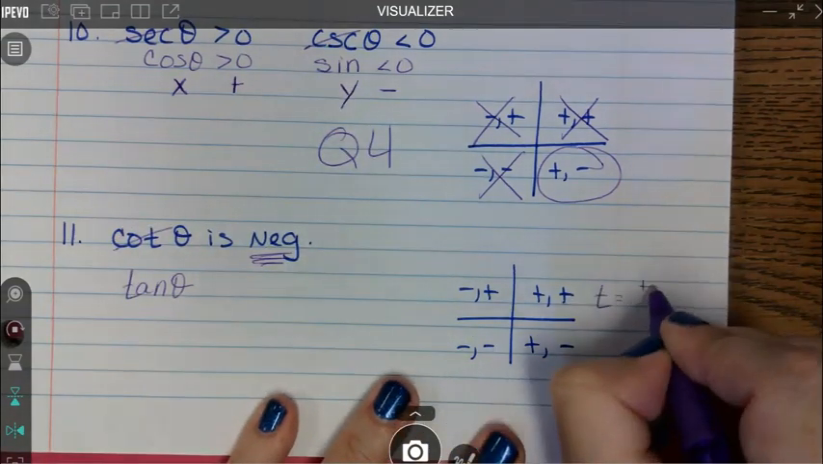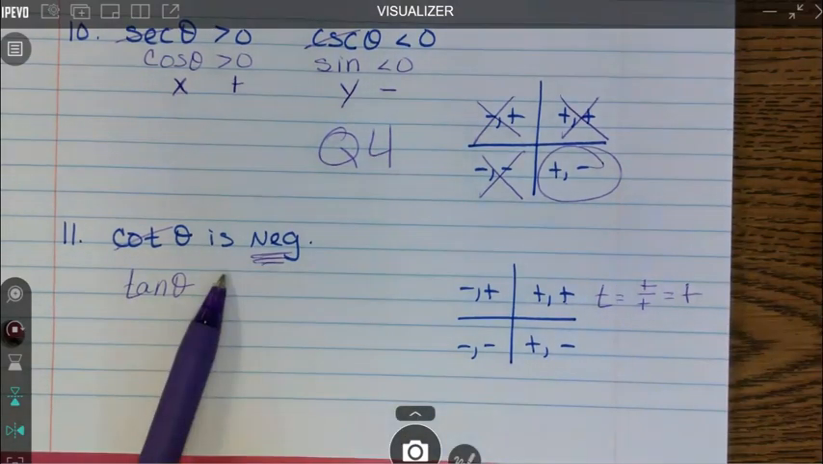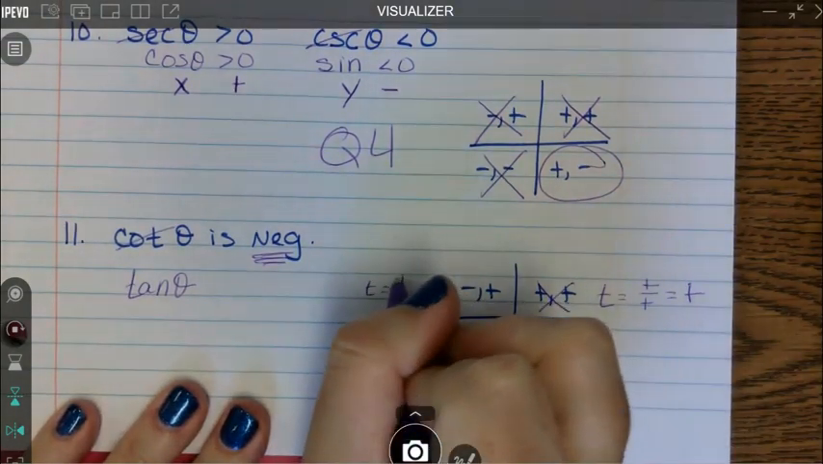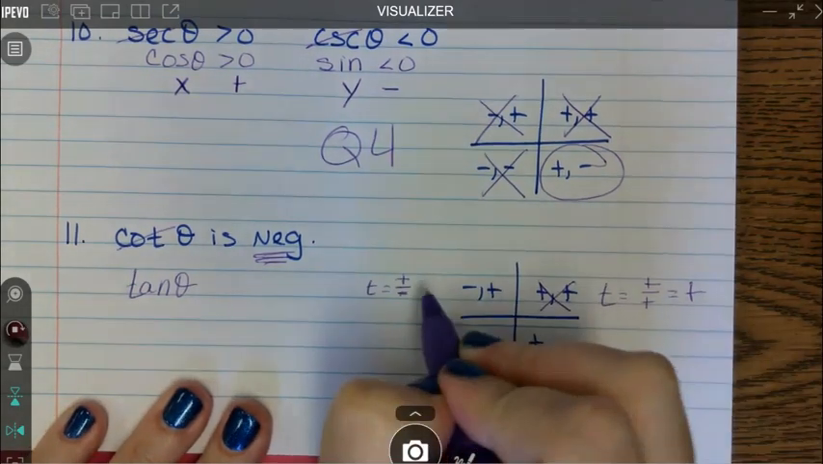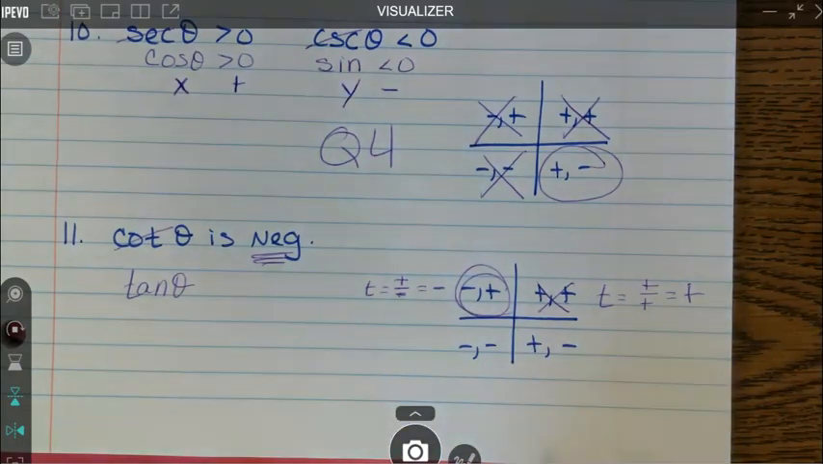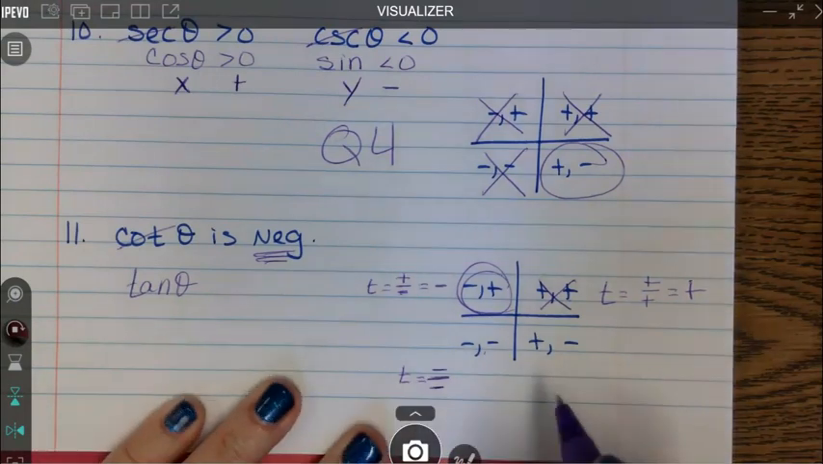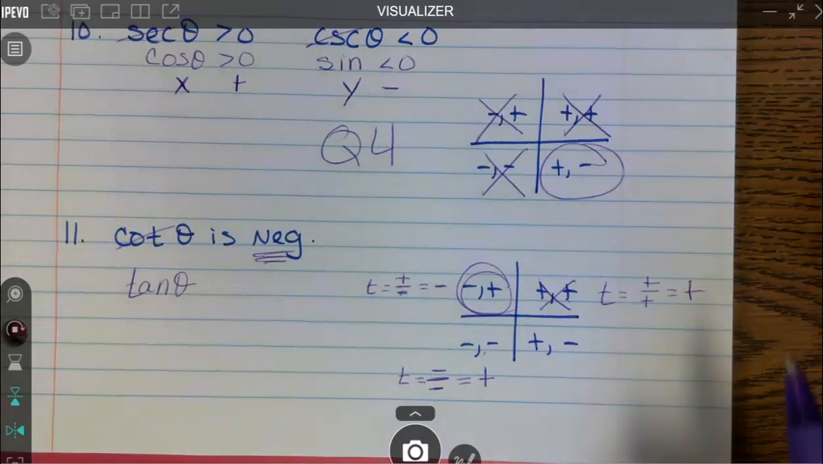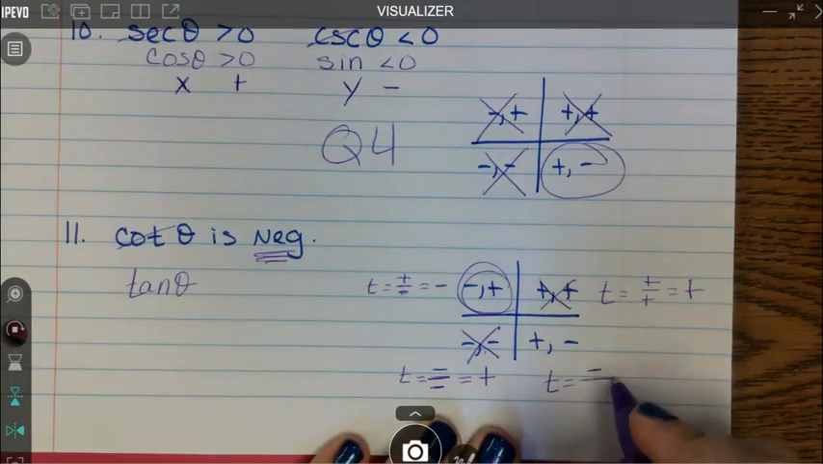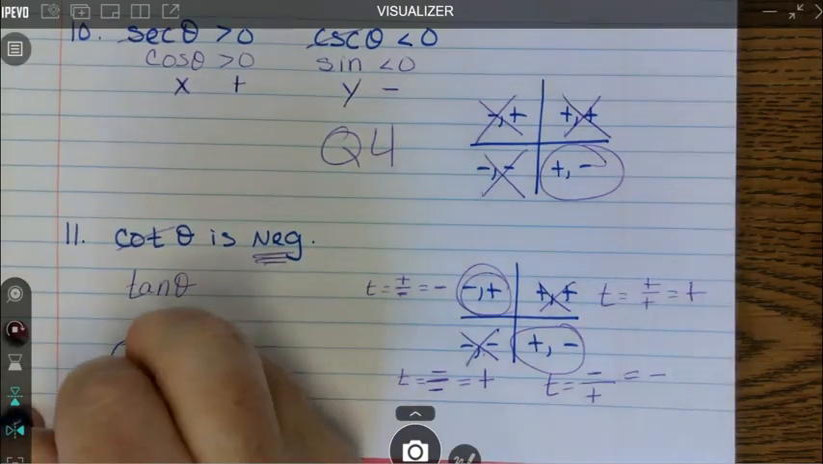So sine is positive divided by a positive, which is a positive. Not what we want. A positive divided by a negative is a negative. We want this. Okay. Tangent, negative divided by a negative is a positive. Don't want that. So this one should work out. So it's a negative divided by a positive, which is a negative. So my answers are going to be quadrant 2 and 4.